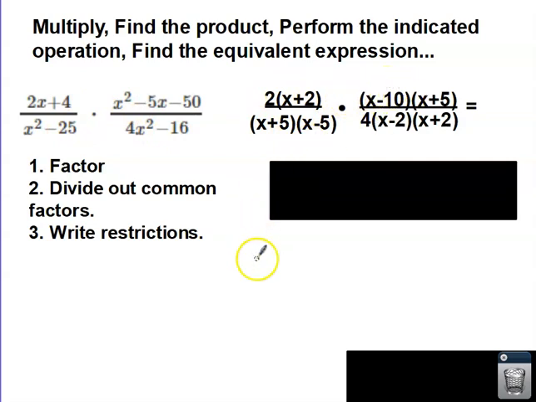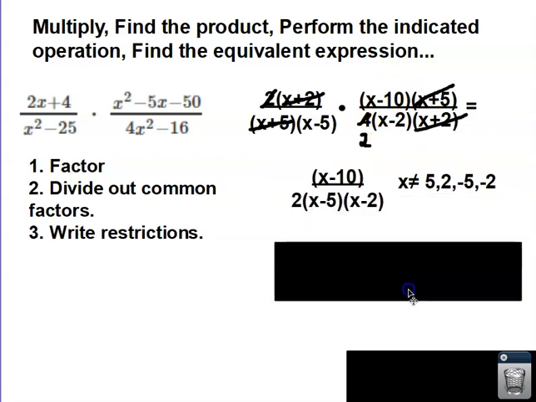And now it's time to divide out common factors. So we're going to divide out x plus 5 with an x plus 5, an x plus 2 with another x plus 2, a 2 with a 4, and there will be a 2 left. And now you want to write your final answer with restrictions.